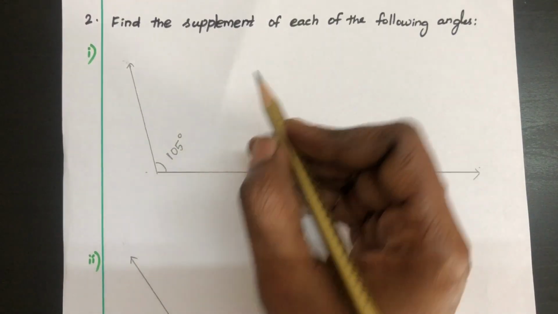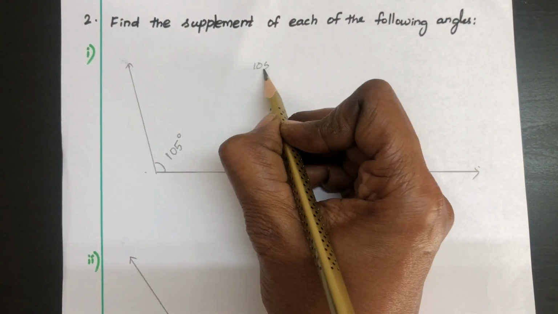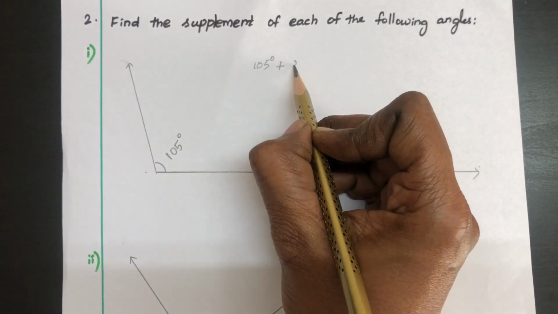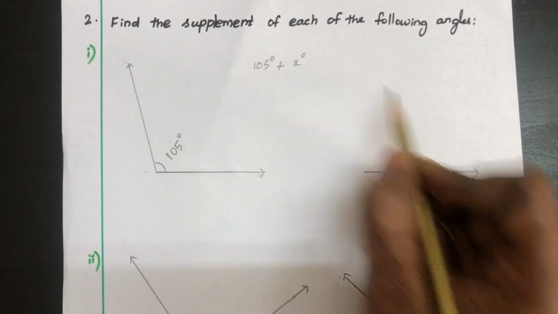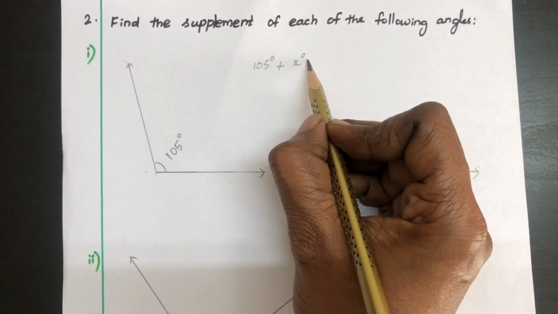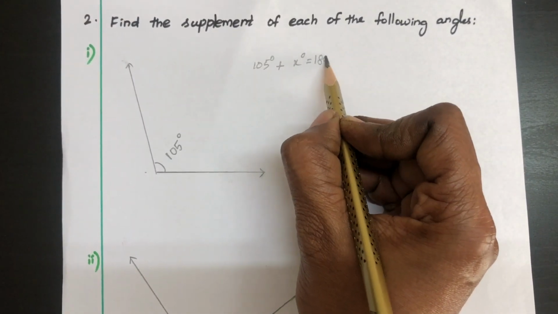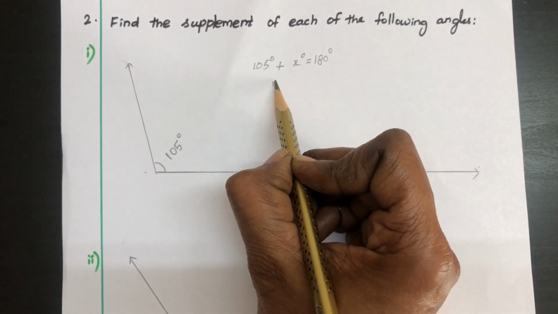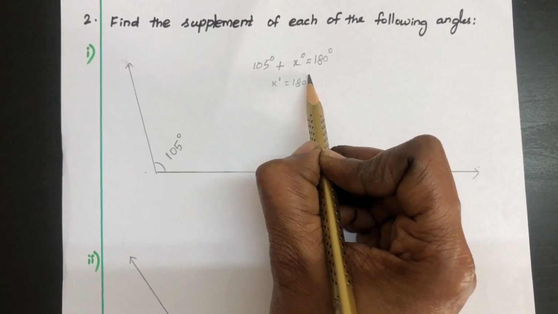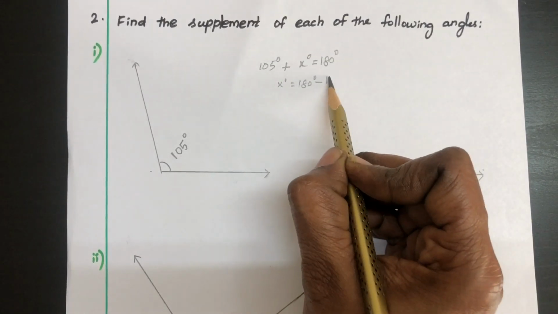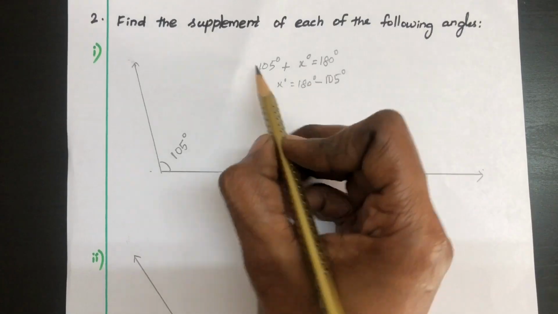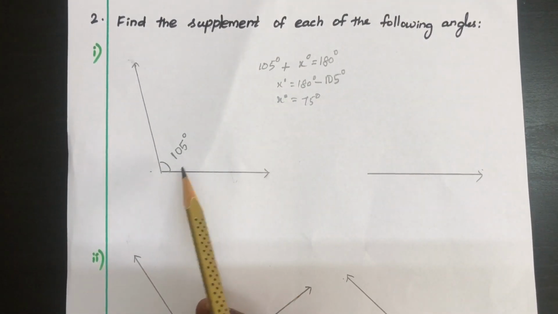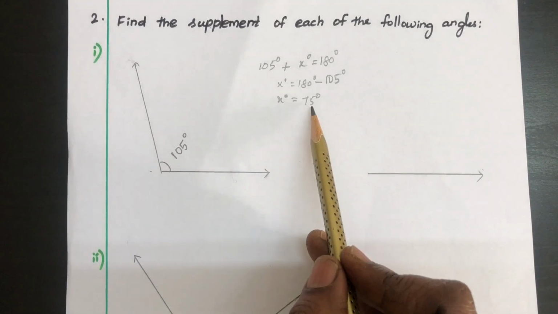That's all. See here, 105 degree plus what is the other measure? We don't know. Let us take it as x. This should give you 180 degree, then only both are supplementary. So 105 degree plus x degree is equal to 180 degree. This 105 will come here. x degree is equal to 180 minus 105 degree. So the supplement of 105 degree is 75 degree.